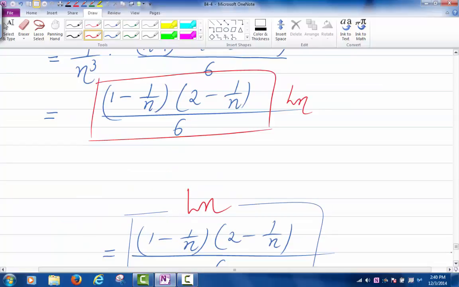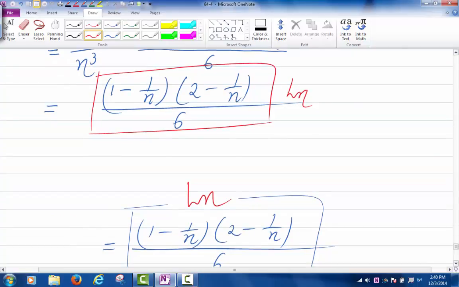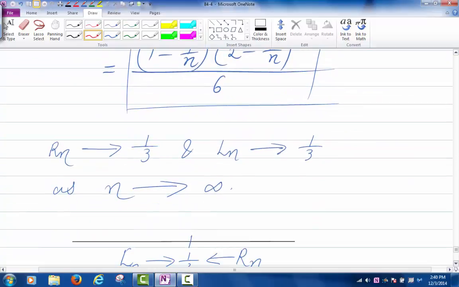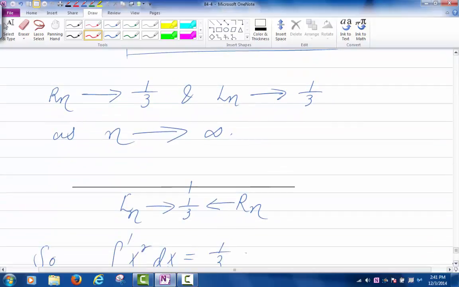Same thing, right? ln also goes to 1/3. So what is happening? Rn is approaching 1/3, ln is approaching 1/3 as n goes to infinity. In fact, remember, Rn is an overestimate of the area below the graph of x squared between 0 and 1. ln is an underestimate of the area below the graph of x squared between 0 and 1.